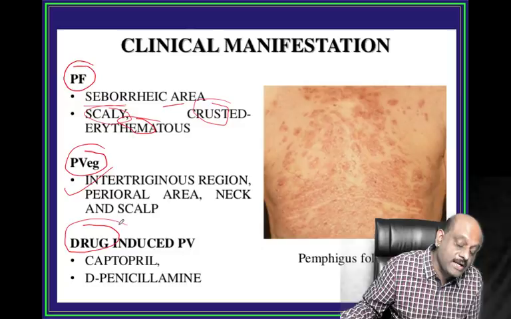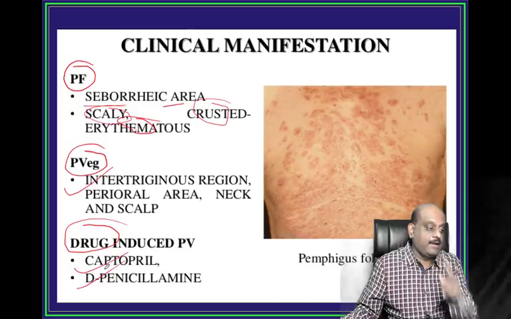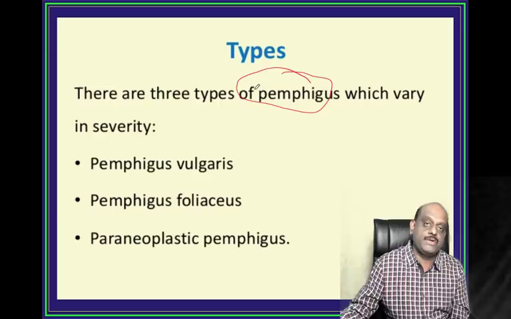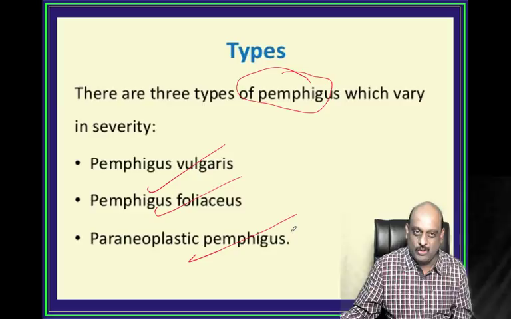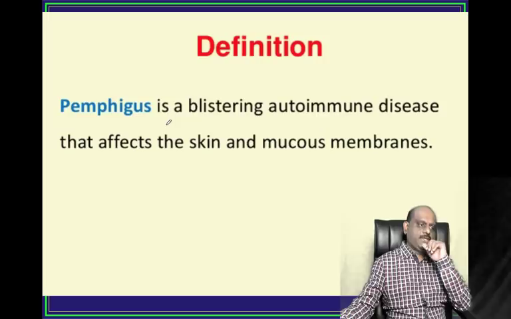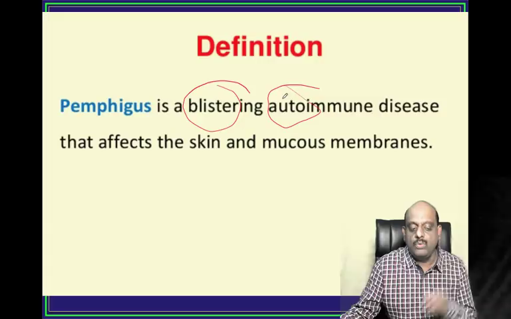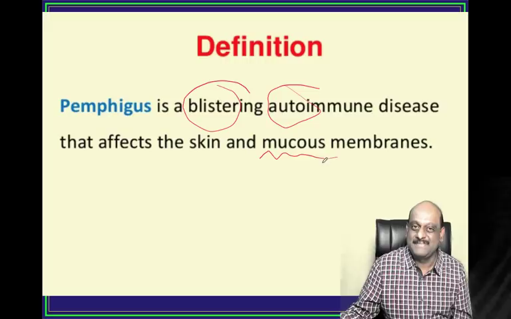Then what are the drugs that lead to drug-induced pemphigus vulgaris, doctor? Captopril, penicillamine. These are the two drugs that should not be forgotten. So if you look at the pemphigus, doctor, there are three types of pemphigus: vulgaris, foliaceus, and paraneoplastic pemphigus. Once more, two or three points about each of them. What is pemphigus? A blistering autoimmune disease that affects the skin and also the mucous membrane. Even the mucous membrane is involved. That is a differentiator from bullous pemphigoid.